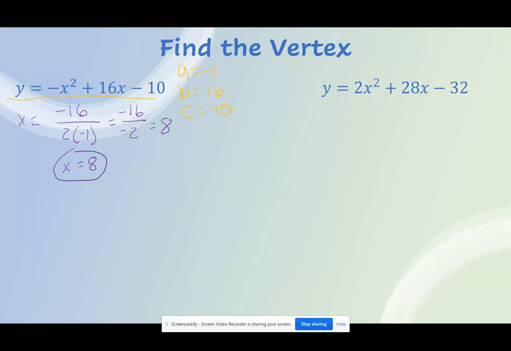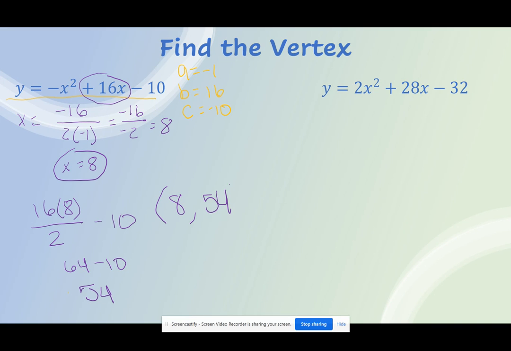So now we're going to do our bx, but plug in the x. So we have 16 times 8, always half it, so divide by 2, and minus 10. So 16 times 8 divided by 2 gives us 64, minus 10 gives us 54. So our vertex is (8, 54).